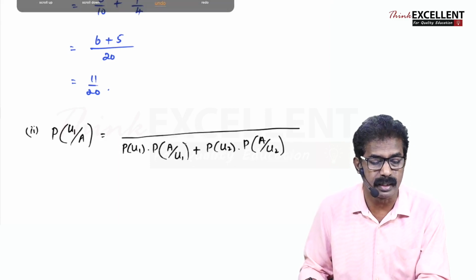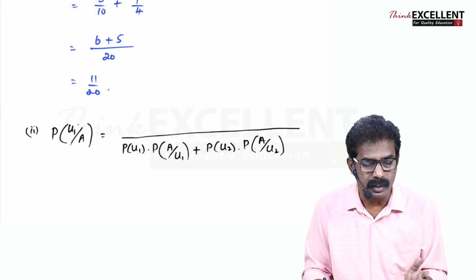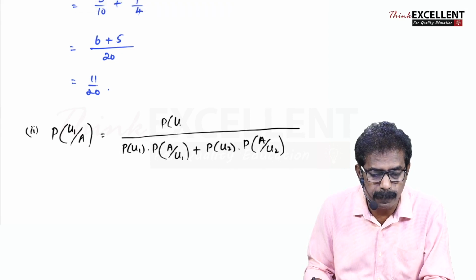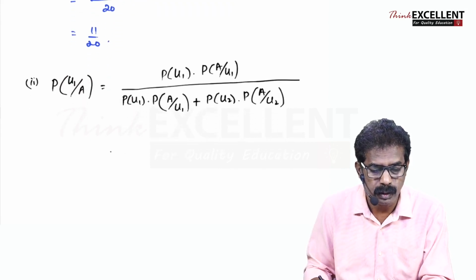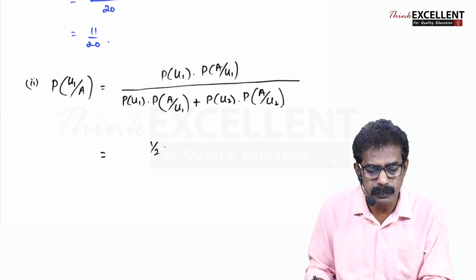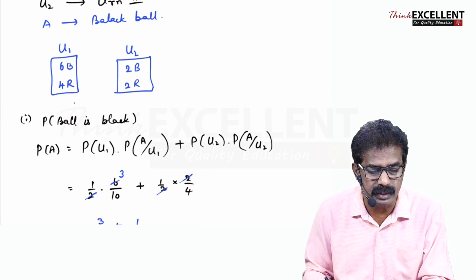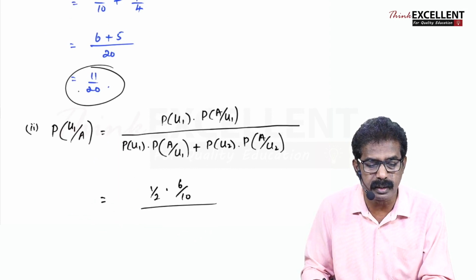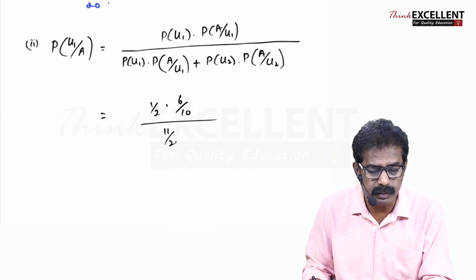Okay, the numerator, that's what you have to do. Among these two, you are going to write one. Which one? Depends on this. Here it is U1, write the first one. P of U1 into P of A given U1. P of U1 is 1 by 2. P of A given U1 means getting a black from the first, 6 by 10, right? It is 6 by 10. Denominator, total probability, already got it. It is 11 by 20. So denominator is 11 by 20.